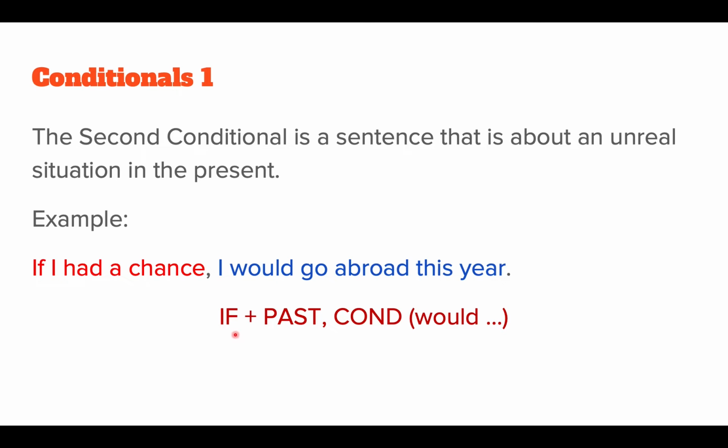In the if part of the sentence, the verb is in the past. Look, this is the past of have, right? And in the other part, the verb is in the conditional. And the conditional is would and the verb, no to. No to after will, no to after would. They are modal verbs, they don't take to, right? So I would go abroad this year if I had a chance.